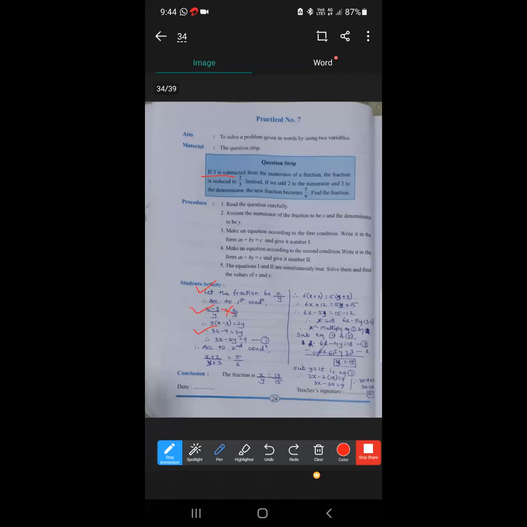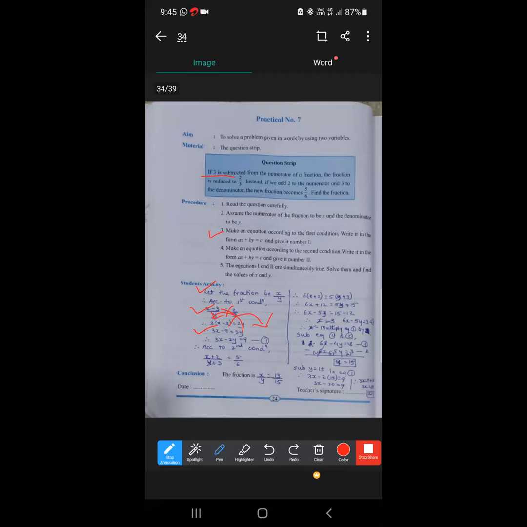But whenever you get an equation, you have to write it in the standard form. So when 2y comes to this side, it becomes minus 2y, and when minus 9 goes to that side, it becomes plus 9. So 3x minus 2y is equal to 9, and that is equation number 1. This is according to the first condition given in the question.